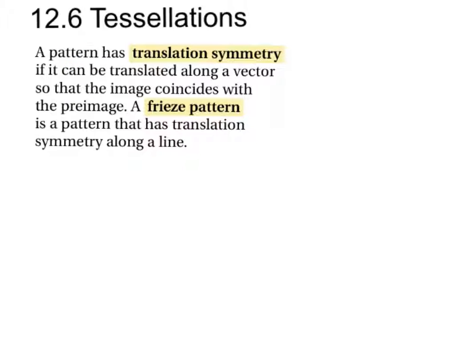A pattern that has translation symmetry. A pattern would have translation symmetry if it can be translated along a vector so that the image coincides with the pre-image. A frieze pattern is a pattern that has translation symmetry along a line. So, two vocab words: translation symmetry and frieze pattern.